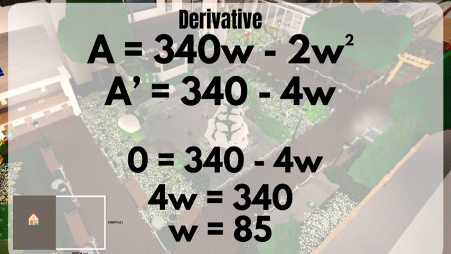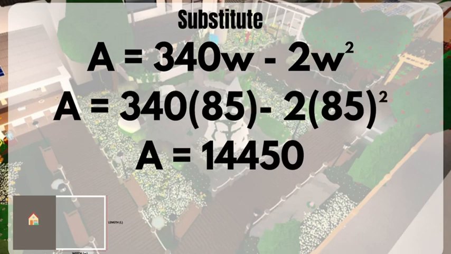Setting the derivative equal to 0 and solving gives W = 85 meters. Substituting this value back into the mathematical model yields area = 14,450 square meters.